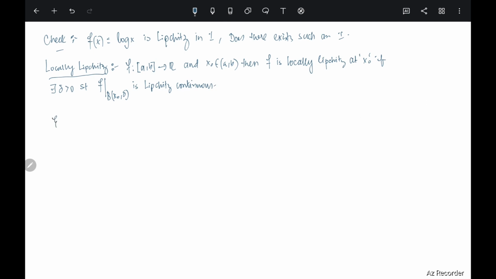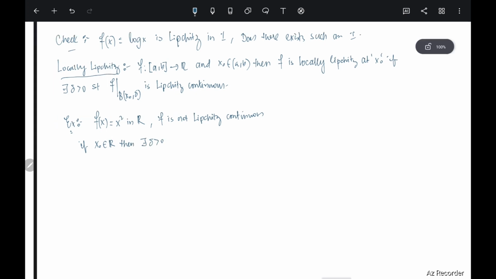Okay, so for example, let's look at an example here. You see, f(x) equals x square, if you look at it in R, then we saw that f is not Lipschitz continuous. But you can see that if you start with an x naught in R, then you can of course choose a delta, there exists a delta greater than 0. Okay, see, any bounded interval.